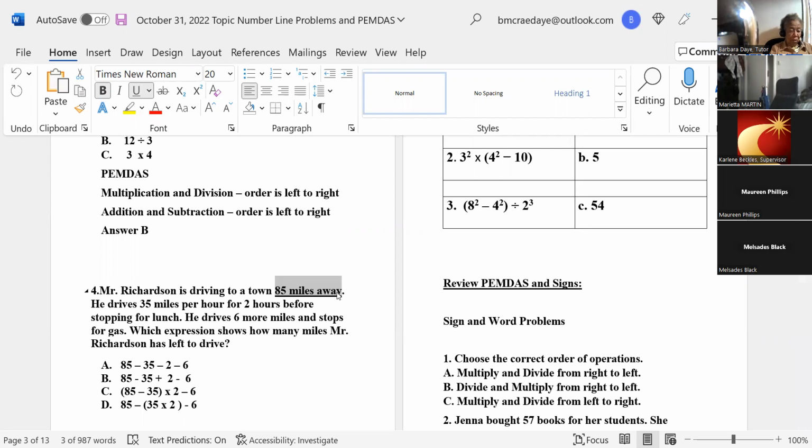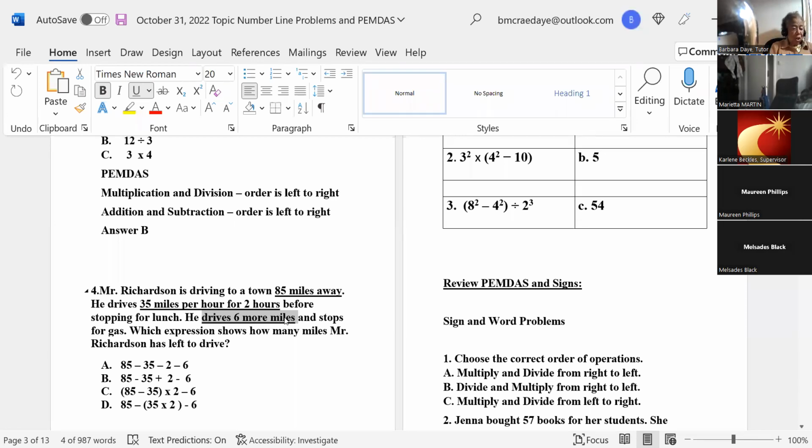Okay, so now you picked out what you needed in the problem, right? You need the 85 miles away. That's where he's driving to, a town. You need that he drove 35 miles per hour for 2 hours. That's right, Maureen. And what else do you need? And it's 6 miles more. Yes, you got 6 miles more. That means an add, right?